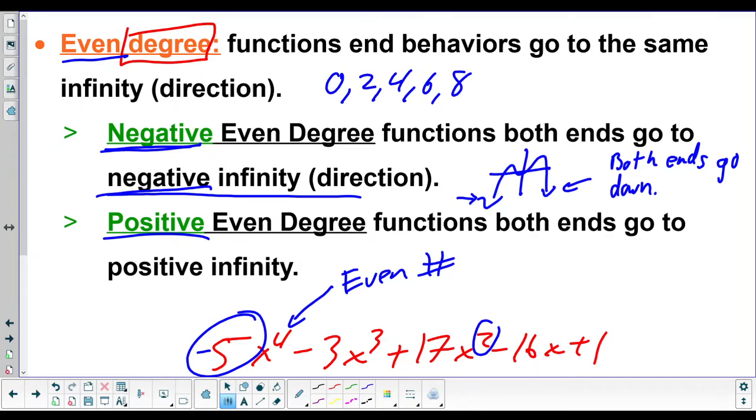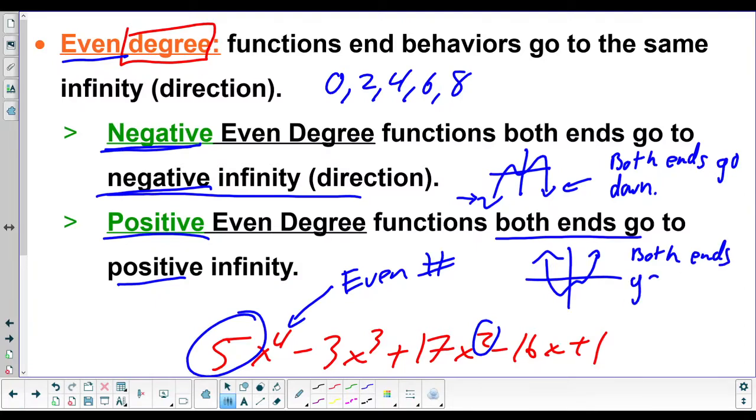Okay. If we have a positive leading coefficient and our exponent is still even, then both ends go to positive infinity. So it would look more like this. So both ends are going to go up. Both ends go up. Okay. So the idea here is if the degree is even, the end behaviors are going to be the same. They're going to match. So either both down or both up.